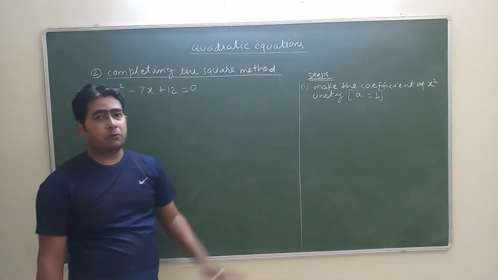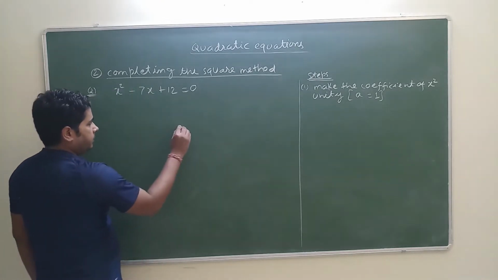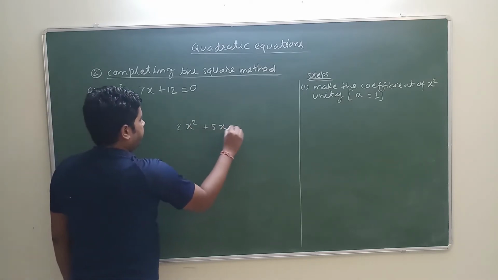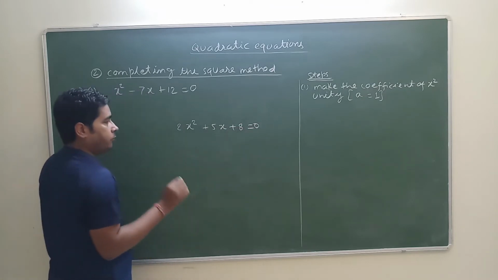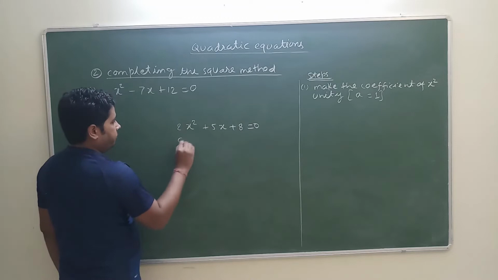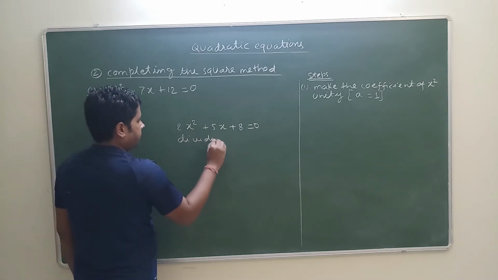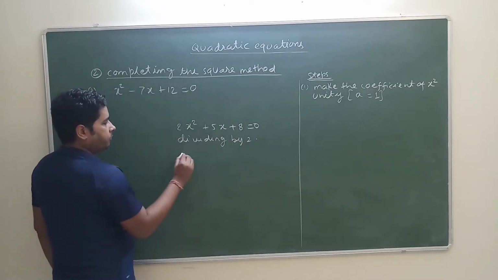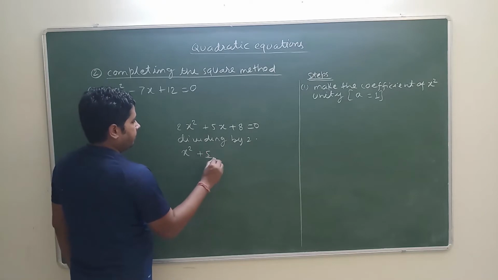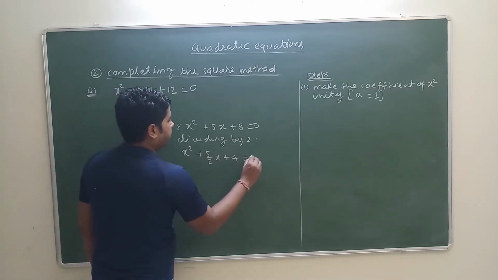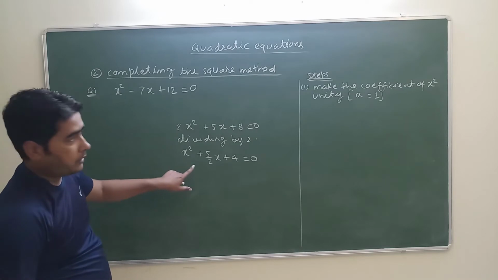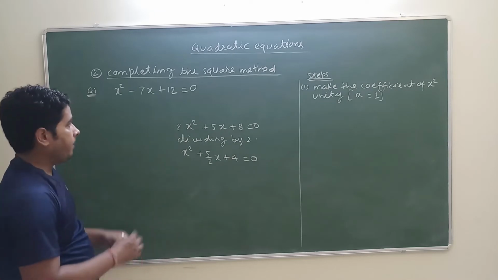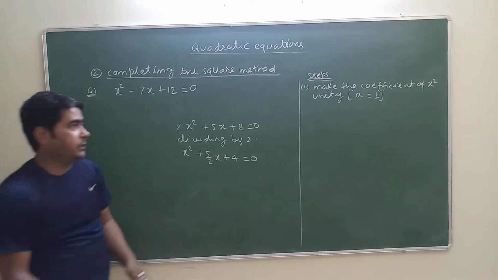Suppose a is not equal to 1, then what will we do? If you are given an equation like 2x square plus 5x plus 8 is equal to 0, then you will divide this equation by 2. When you divide this equation by 2, the left side will be x square plus 5 by 2 x plus 4 is equal to 0. So this will be your first step, right? Here we have a equal to 1, so the first step is not required. We can directly move on to the next step, right?